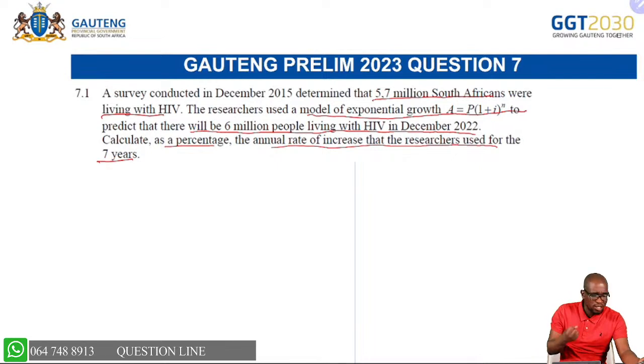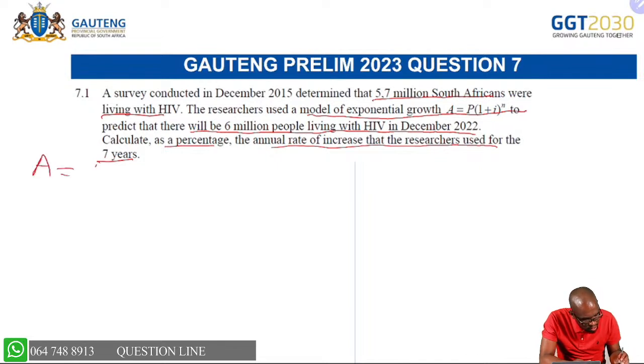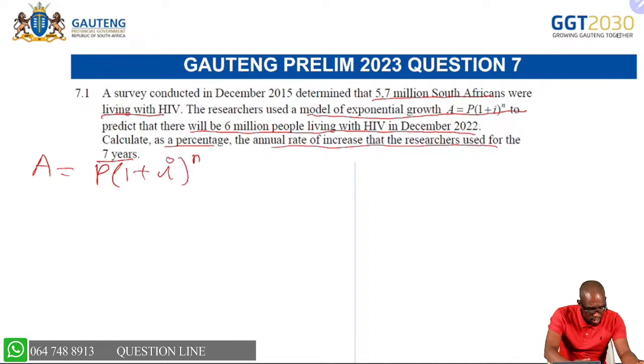So you see, this talks to population and virus. So it's not always money, as I just indicated. So now you are told that the formula that is used here is A equals P into (1 plus i) to the n. This is exponential growth. Now, you are told here that the prediction says it's 6 million in future. So A is your future value in this case.